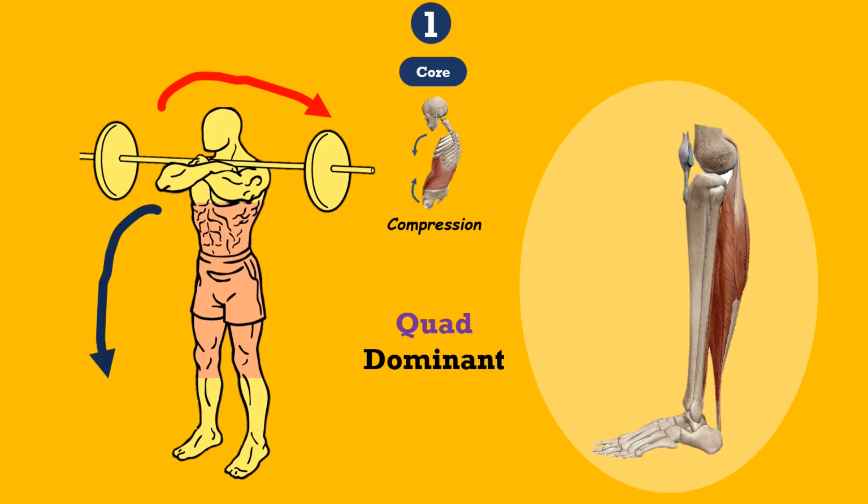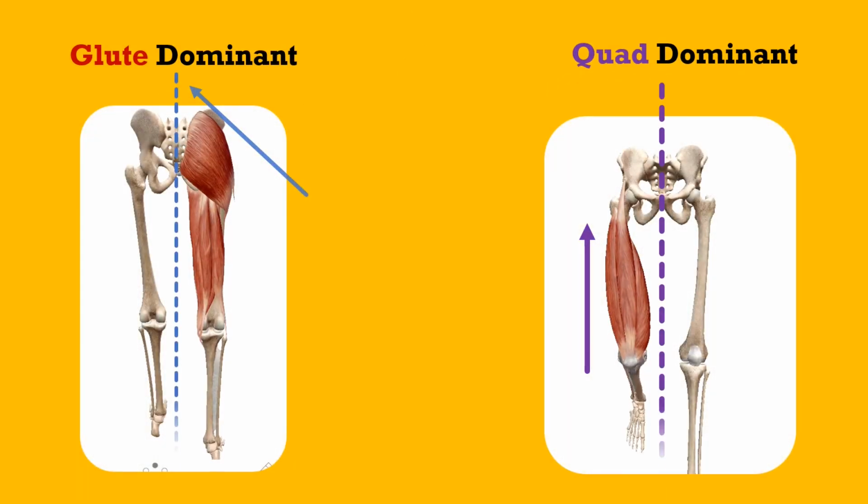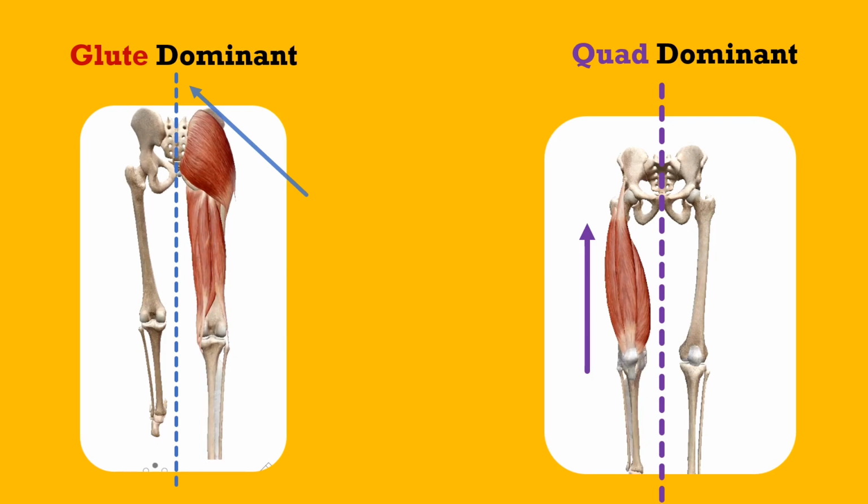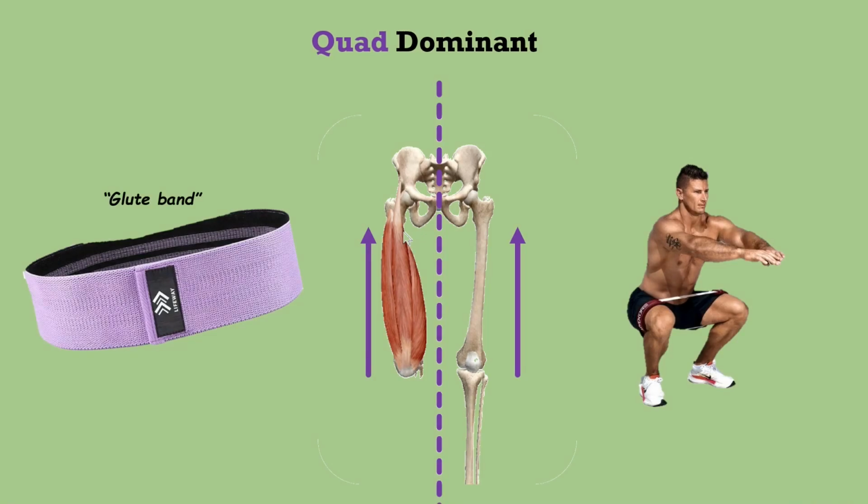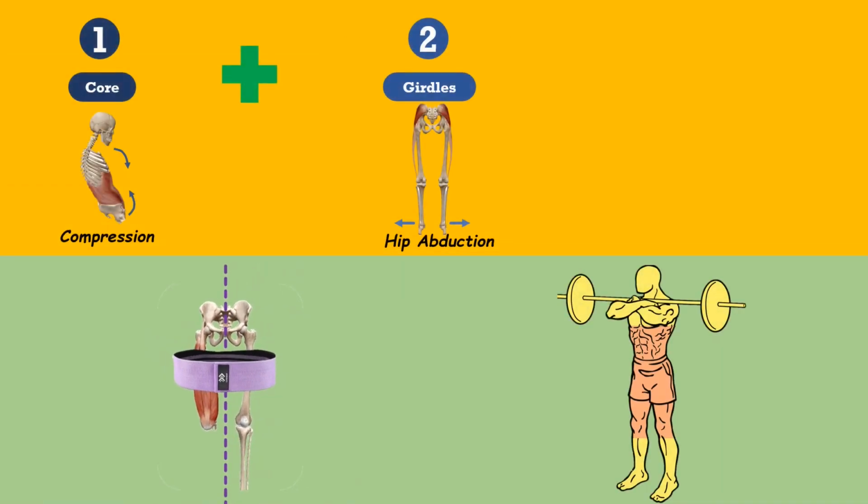Quad dominant actions move parallel in relation to the midline. In other words, we want to ensure that the hip extensors of the glutes do not override the exercise, since the glutes have a different purpose. A glute band can be a tactile reminder that the quad dominant actions avoid intersecting with the midline. So pushing out against the band would require an element of hip abduction.